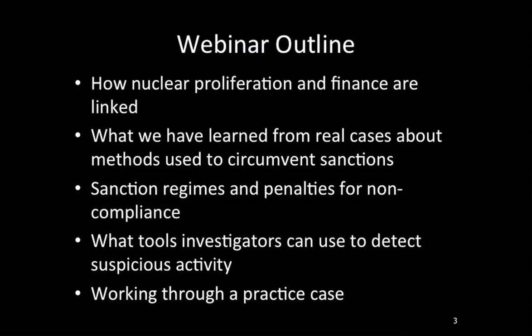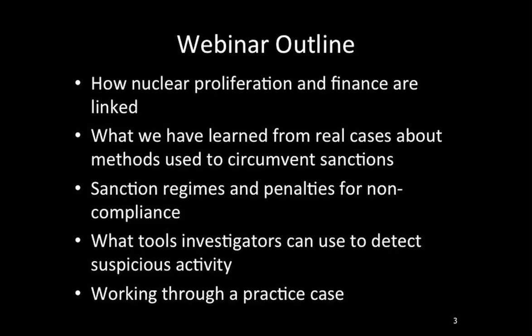Our goal today is to familiarize you with proliferation finance, the role that finance plays in WMD proliferation, why the issue is important, and what steps can be taken by governments, suppliers, and the financial community to counter it. Now, just to be clear, when we use the abbreviation WMD, we're talking about weapons of mass destruction, although most of the sanctions programs currently in place relate to the nuclear weapons programs of Iran and North Korea.